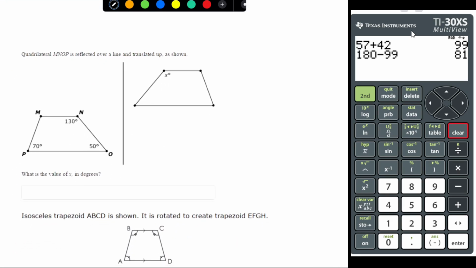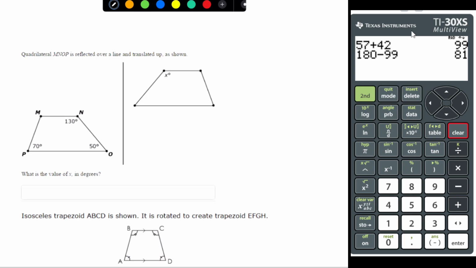Quadrilateral MNOP is reflected over a line translated up. What is the value of X in degrees? Okay, so this is a little bit different, because we can't just redraw the original shape and know which one they're talking about with X. So again, this is the math version of using your context clues. And I know how much Miss Files loves to talk about context clues.